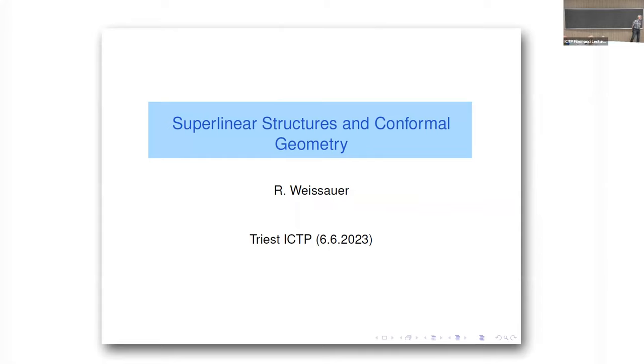Okay, so I start again. No problem. So okay, thank you for the invitation to talk here in the Basic Notion seminar. And the title is Superlinear Structures in Conformal Geometry.